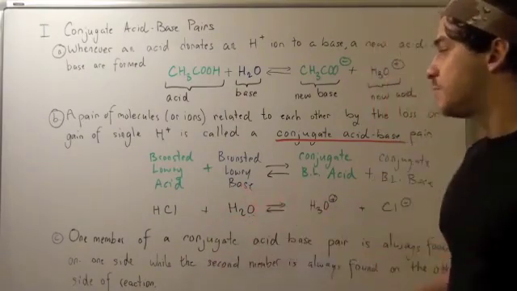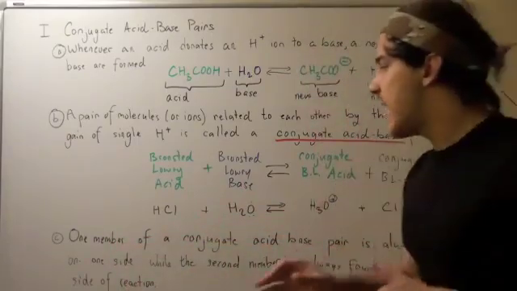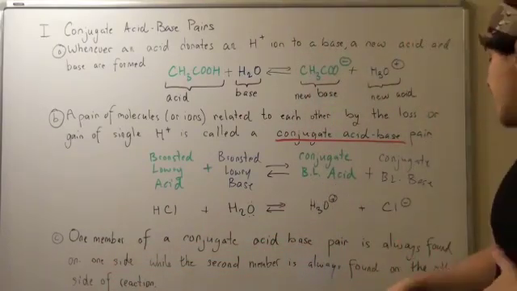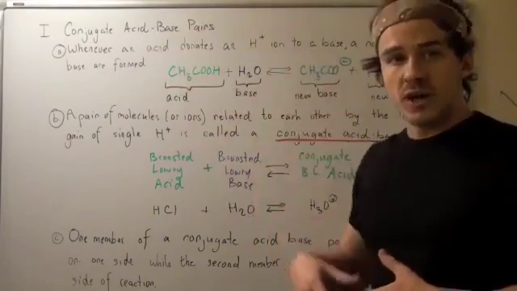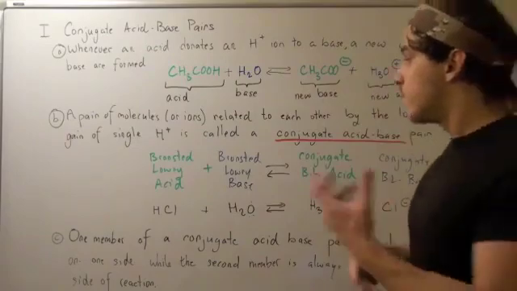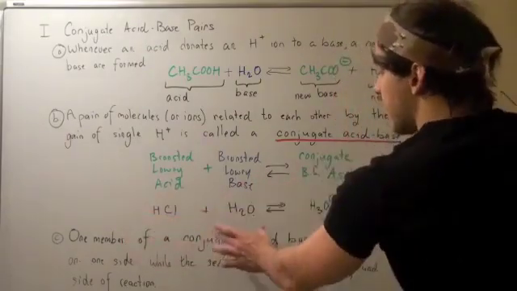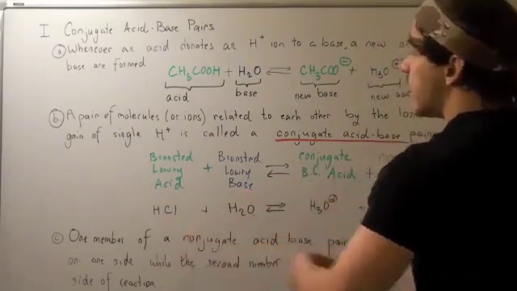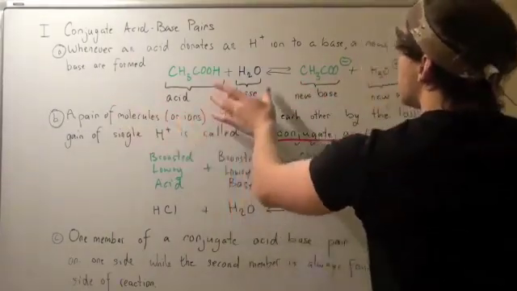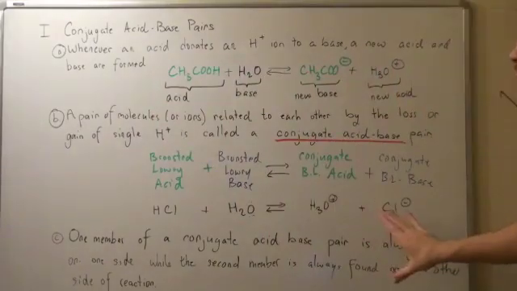Notice that one member of a conjugate acid-base pair is always found on one side, while the second member is always found on the other side of the equation. You'll never find both members on one side. For example, this one and this one are found on different sides, just like this acid and this new base are found on different sides, and this base and this acid are found on different sides. So this always holds true.